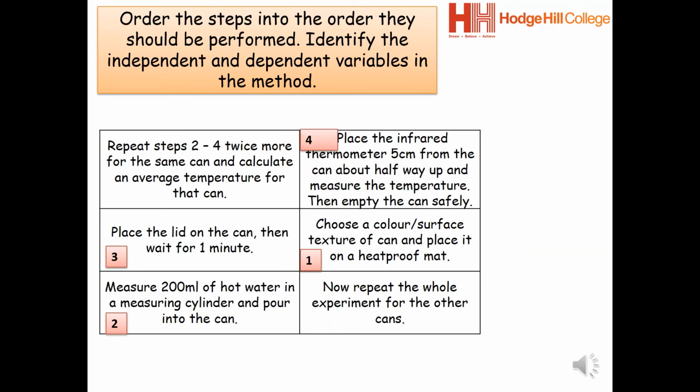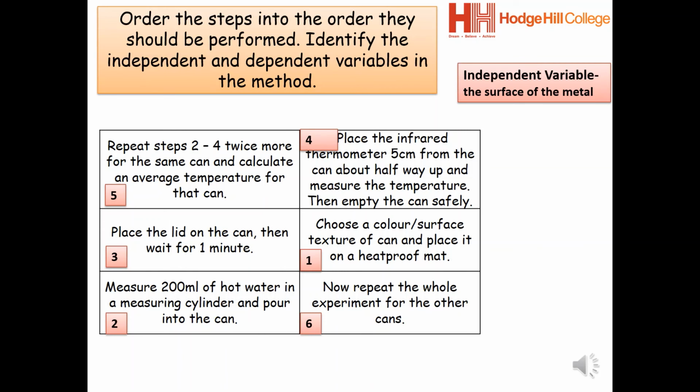4, place the infrared thermometer 5 centimeters from the can, about halfway up, and measure the temperature, then empty the can safely. And 5, repeat steps 2 to 4 twice more for the same can and calculate an average temperature for that can. And finally 6, now repeat the whole experiment for the other cans. And the independent variable, of course, is the surface color of the metal. And the dependent variable is the temperature of the metal can.